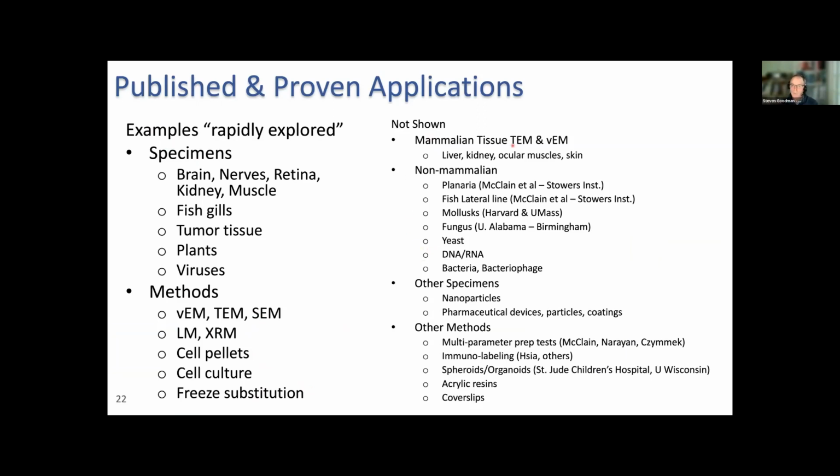I haven't shown by any means the breadth of mammalian tissues or non-mammalian tissues, and in particular, I haven't shown some of the other methods like multi-parameter preparation tests that, for example, Melania McLean, Kader Narayan, and Kurt Zimick use with the system in order to develop which is the best embedding resin or the best staining protocol or some others. I haven't shown spheroids. I haven't shown acrylic resins. I haven't shown cover slips. And I obviously have not shown other specimens, in this case, sort of more materials.